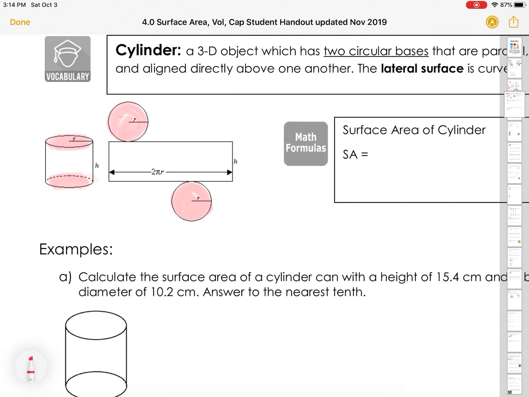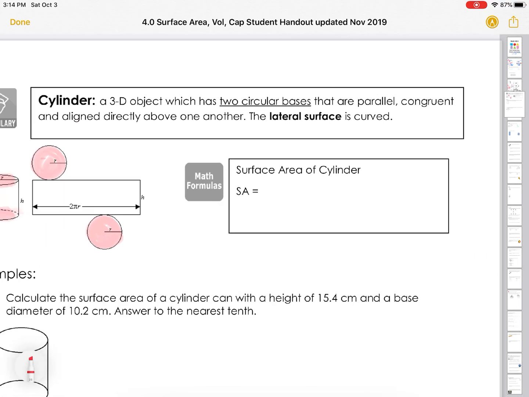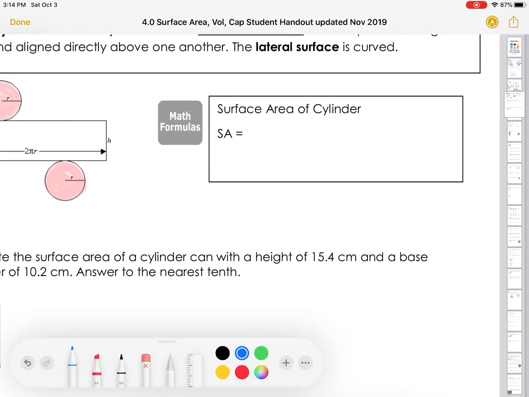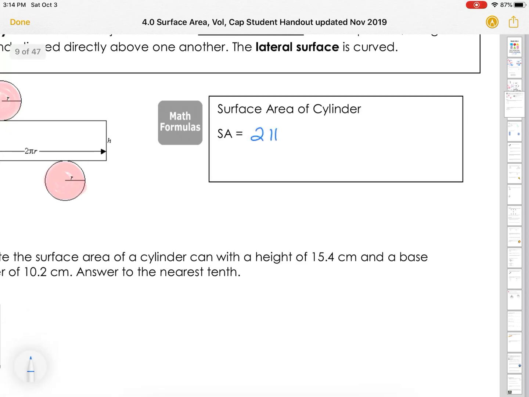And it's based on the fact that you have 2 circles, and that when you unroll that rectangle, the length of that rectangle is equal to the circumference of the circle. And that's why we did that circumference practice earlier. So the formula for surface area of a cylinder is 2 pi r squared, this is for the 2 circles, plus 2 pi rh, and this is for the rectangle.